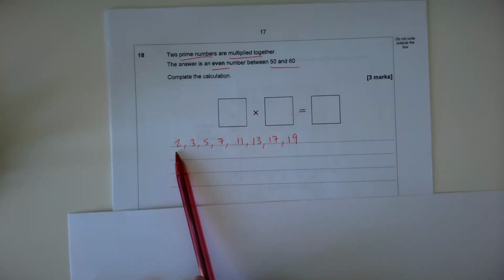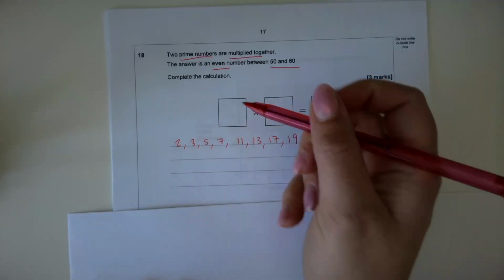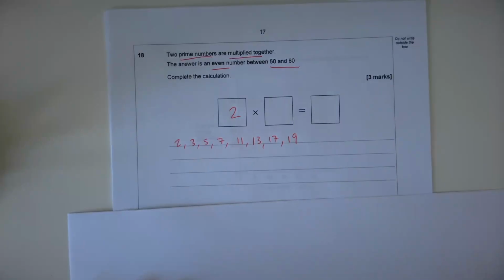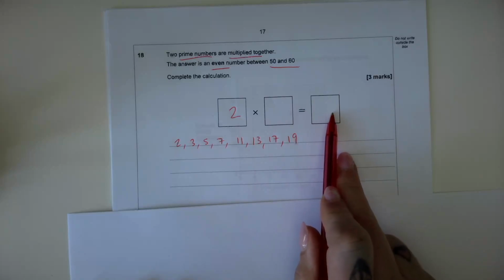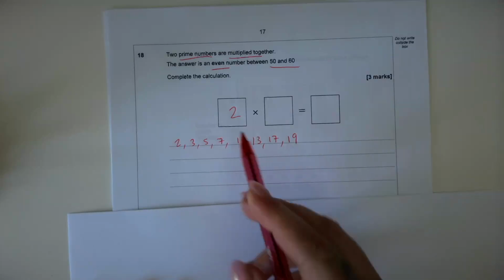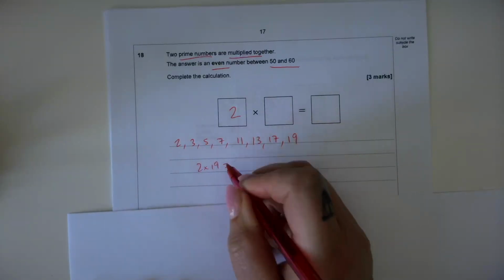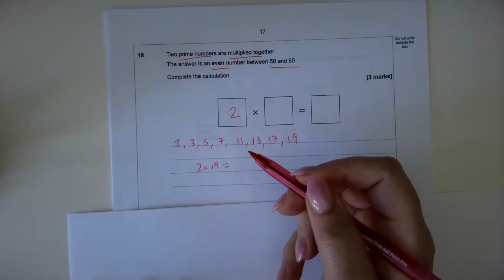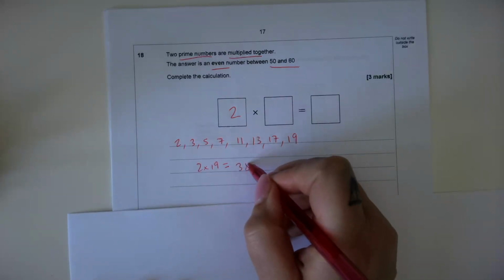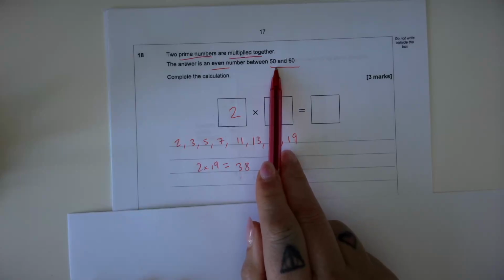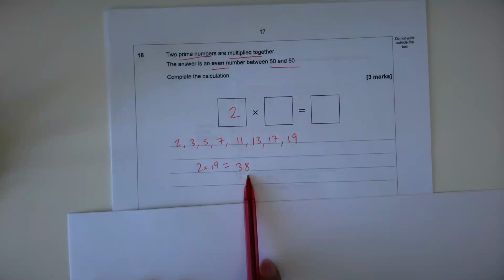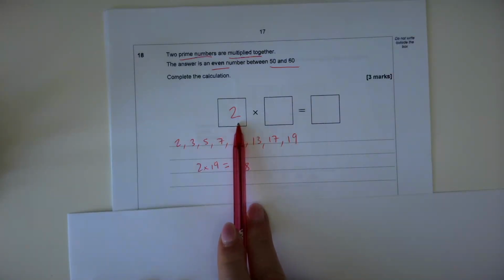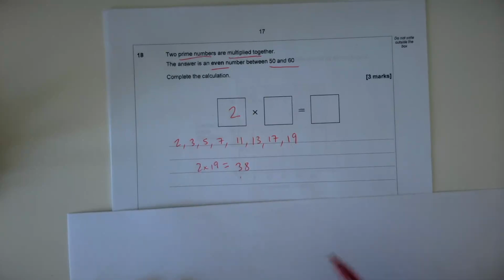Now there is actually only one even prime number, and that's 2. So we're going to use 2 in this calculation. So 2 multiplied by another prime number is going to give us a number between 50 and 60. Now, I only went up to 19. 2 times 19, well, 2 times 10 is 20. 2 times 9 is 18. That's 38. That's not a value between 50 and 60. So I'm going to have to keep going up in my prime numbers until I get a value that when multiplied by 2, when doubled, gives me an answer between 50 and 60.